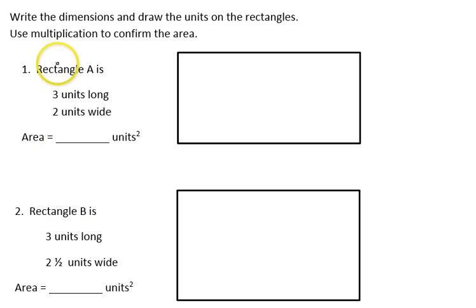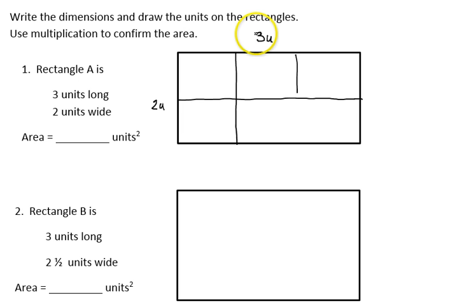So rectangle A is 3 units long and 2 units wide. So I'm going to write those dimensions right on the rectangle. So we have 3 units long and 2 units wide. Now I'm going to draw those on the rectangle. So I need 2 rows to represent the 2 units of the width and 3 columns to represent the 3 units of the length.